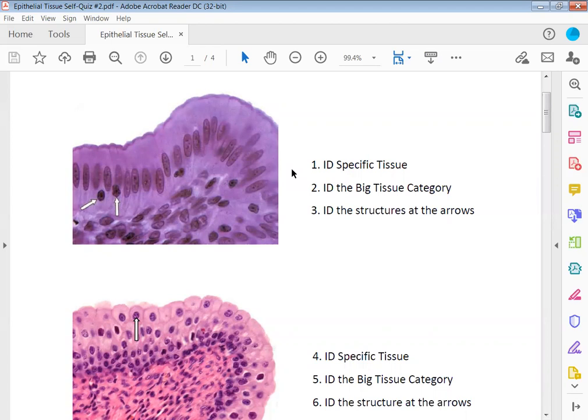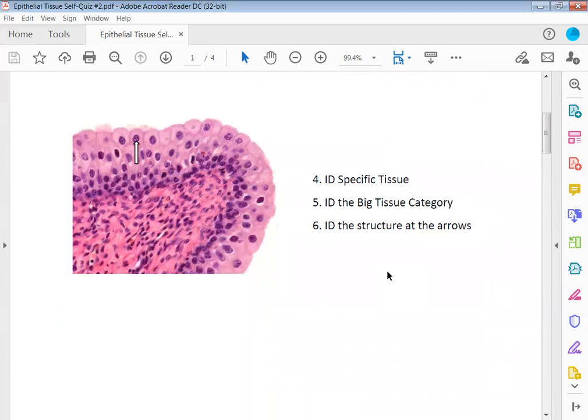Number 2, identify the big tissue category. Number 2, the big tissue category is epithelium or epithelial. Number 3, identify the structures at the end of the arrows. Number 3, the structures are called the nucleus or nuclei.